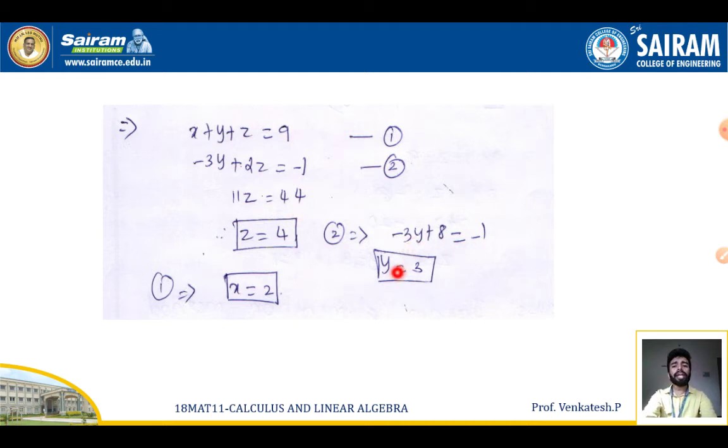After finding y and z, I'm going to replace these in the first equation to find the value of x, which will be equal to 2. Therefore, the exact values of x, y, z are 2, 3 as well as 4.